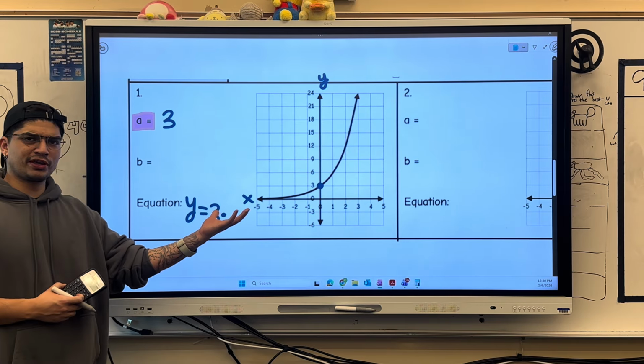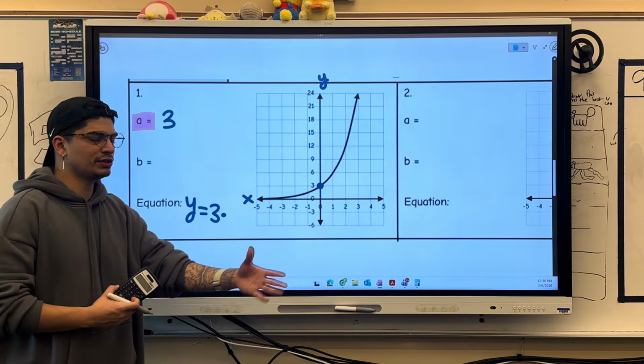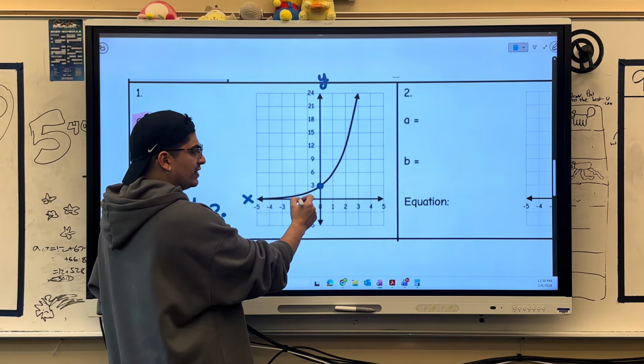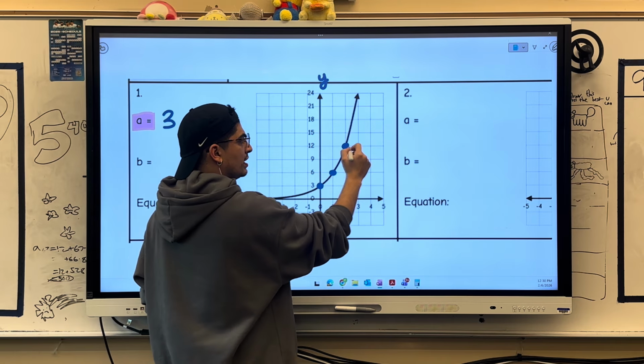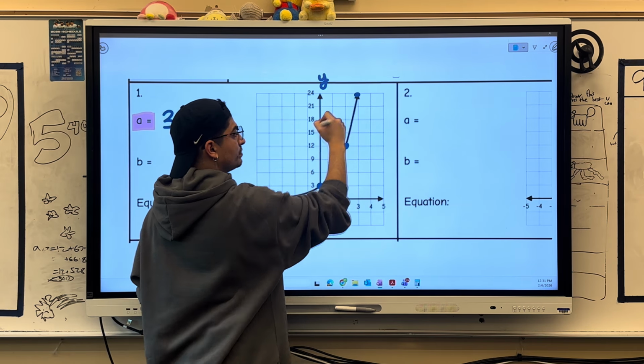So this one's a little bit hard to think about, right? But if I'm thinking about my outputs or my y's, I have an output of 3 right here at the 1. I have 6, and then I have 12, and then I have 24, right?